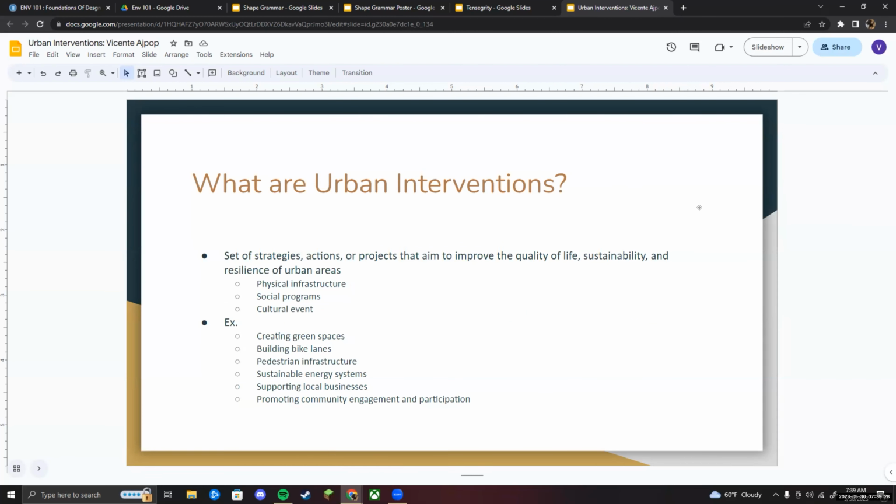So what is urban interventions? Urban interventions are a set of strategies, actions, and projects that are aimed to improve the quality of life, sustainability, and resilience of urban areas, such as physical infrastructures, social programs, and cultural events. Some examples for creating urban interventions are creating green spaces, building bike lanes, pedestrian infrastructures, sustainable energy systems, supporting local businesses, and promoting community engagement and participation.